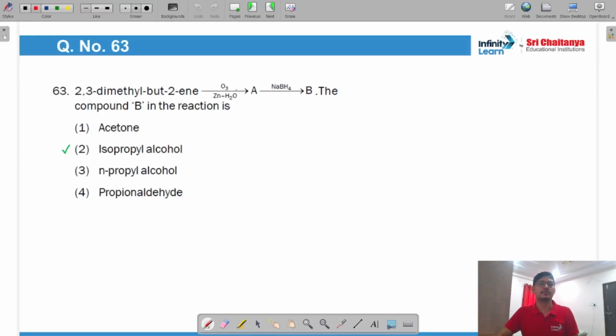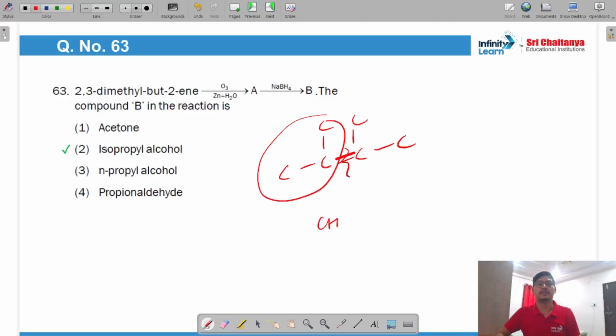2,3-dimethylbutene, when it undergoes ozonolysis, gives product A, which then undergoes reduction with sodium borohydride to give B. Okay, guys, so 2,3-dimethylbutene. So we are talking about this, right? And of course, when you carry out the ozonolysis, you get acetone, and the reduction of acetone with NaBH4 gives you isopropyl alcohol, right?